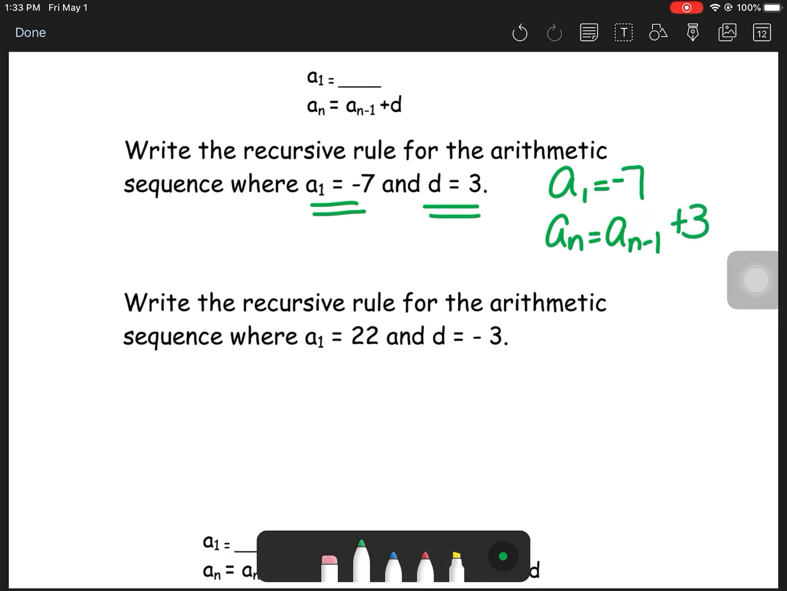That's it. In this one, here's my first term and here's my difference. I have to write the first term. It's part of the rule. There's always 2 parts to a recursive rule because we need to know where to start. Then we take the next part of the rule. We take the previous term and we're going to subtract 3. And that is how we do the recursive rule for the arithmetic sequence.